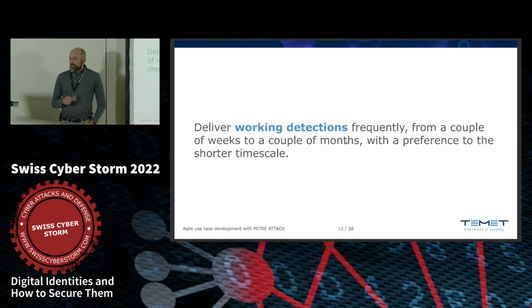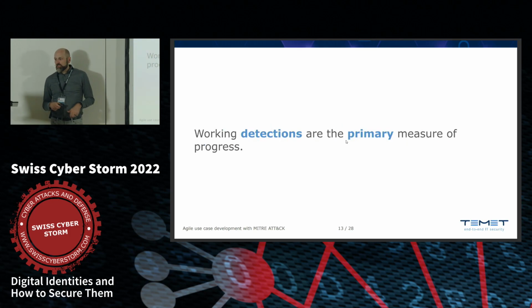And the next one is delivering working detections. Again, working detections is an important point, and we should deliver them frequently. That's also adapted from the Agile Manifesto. They stated from a couple of weeks to a couple of months, with a preference for the shorter timescale. So early and often is also a very important thing, so that you don't spend half a year trying to implement one detection, because in the meantime you're blind. So you should have a focus on having detections working.